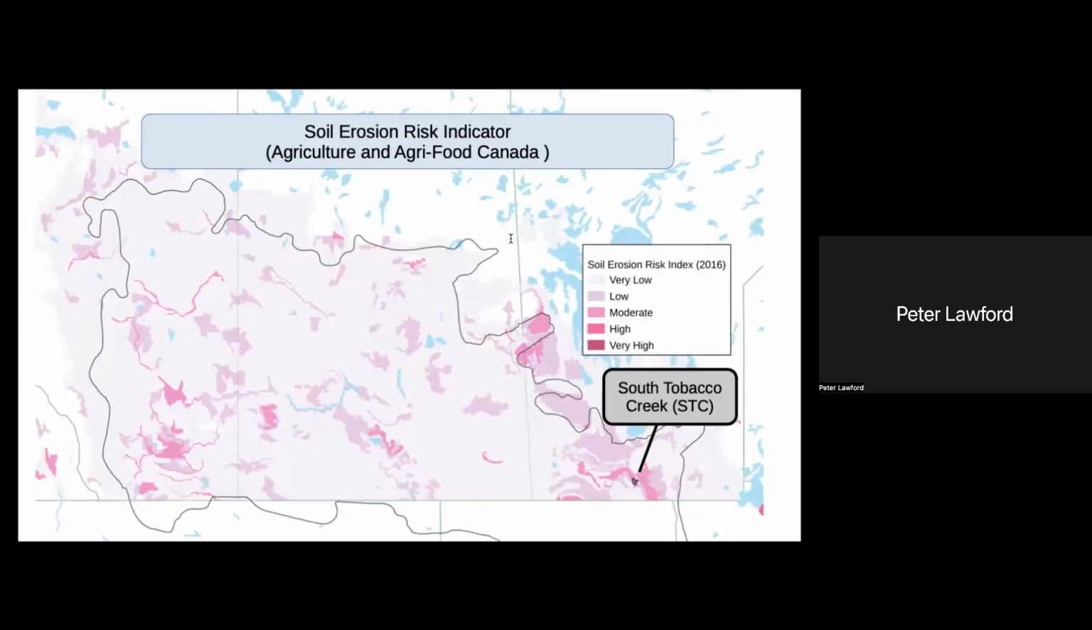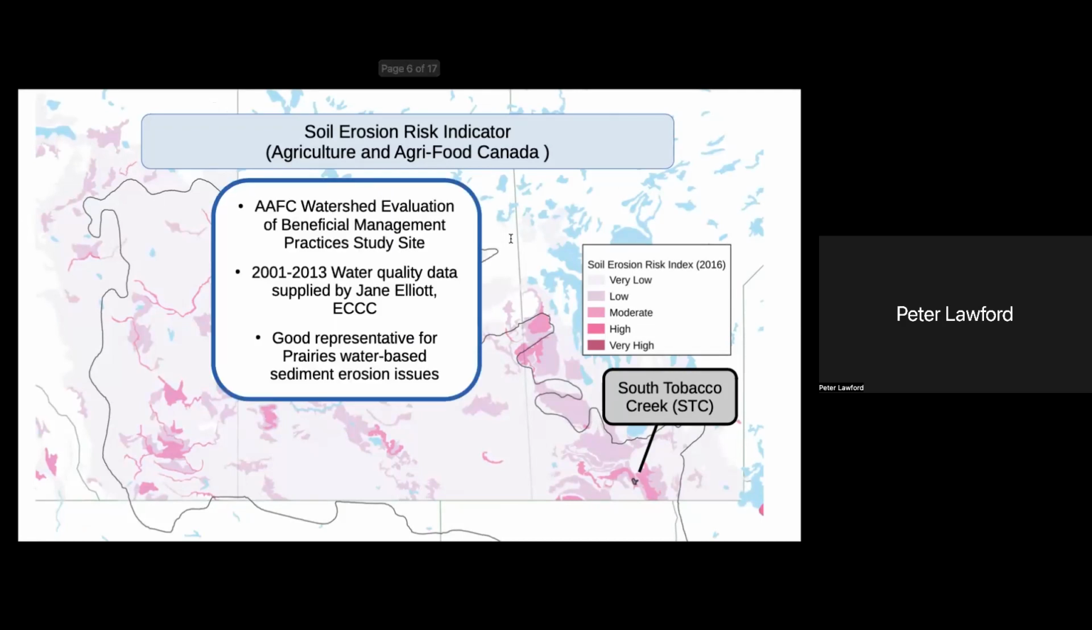I have a site in mind that I'm interested in, and of course I really would like to have more data. My site is South Tobacco Creek, as you see marked there in Manitoba. It's in an area that has a relatively high soil erosion risk index compared to some of the other areas. So I think it's a good area to be researching. And it's a watershed evaluation basin by AAFC of beneficial management practices. It's a study site for that.